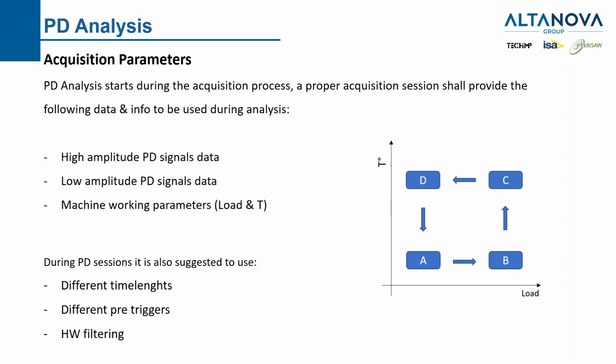It is also suggested to use different time lengths to acquire the data during the acquisition, different pre-trigger values, and to use hardware filters as well. Whenever I'm doing trainings for our customers, I always tell them that data is free. Once we have everything connected, we have to acquire the highest amount of information that we can by changing the acquisition parameters, by changing the filters, and if possible, by taking the measurement in different working conditions of the generator or the motor.